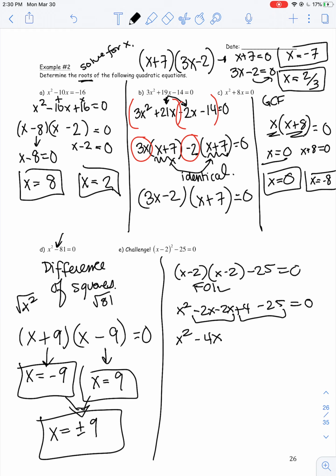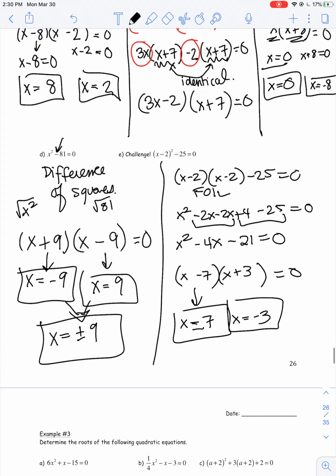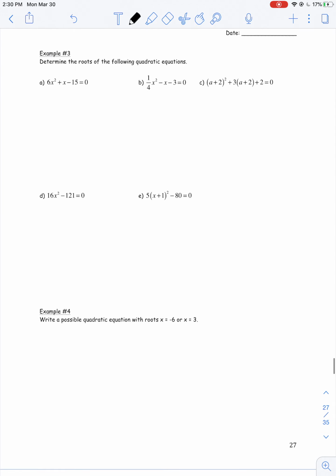So now we're going to join together these guys because they're like terms, and these guys because they're like terms. So I have minus 4x. And I have 4 minus 25 is minus 21, equaling 0. And now I can factor this. 2 brackets. Remember, we have to multiply 2 numbers that give me x squared, which is x times x. And the 2 numbers that give me negative 21 are negative 7 and positive 3. That means that x can equal 7 and x can equal negative 3. Those are your 2 factors.